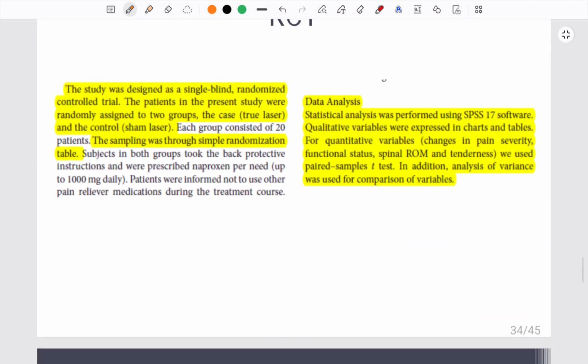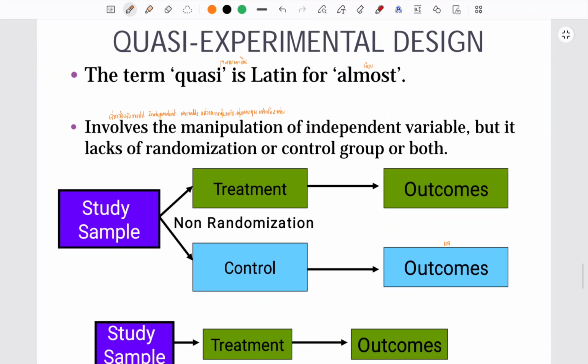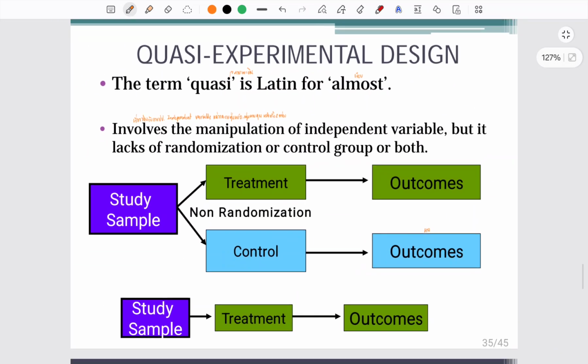In this example, they use a single-blind randomized controlled trial and use a sham laser, so they blind the subject. Then they use the method of randomization through a simple randomization table, so they just use the table to randomize the group of subjects. So that is an example of a true experimental design.